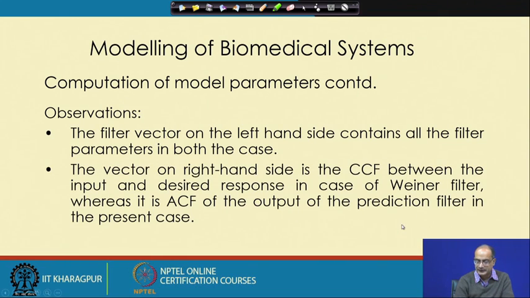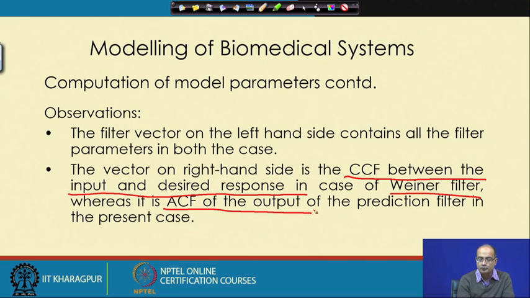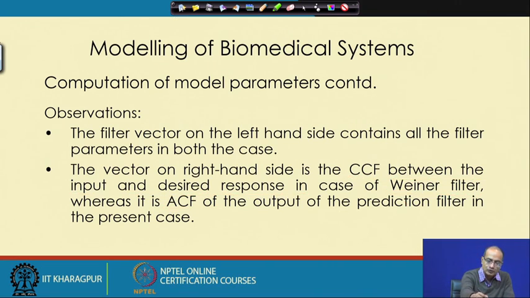Next we look at the right hand side. There we have the cross correlation between the input and the desired response in case of the Wiener filter, whereas for the AR model we again have the ACF of the output of the prediction filter, that means of y. So, that is the primary difference. Though they look similar, they are not exactly the same.